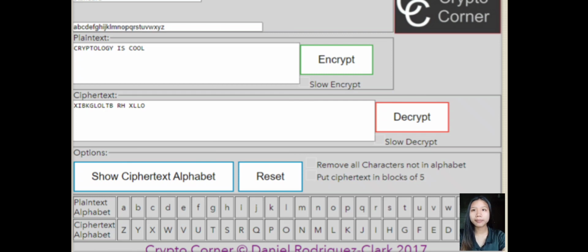In here, the plaintext is cryptology is cool. If you click the encrypt tab, the encrypted letters will appear. So here is the process of how the system encrypts the plaintext.